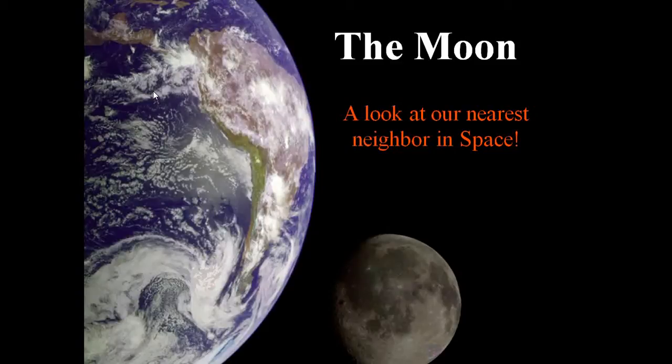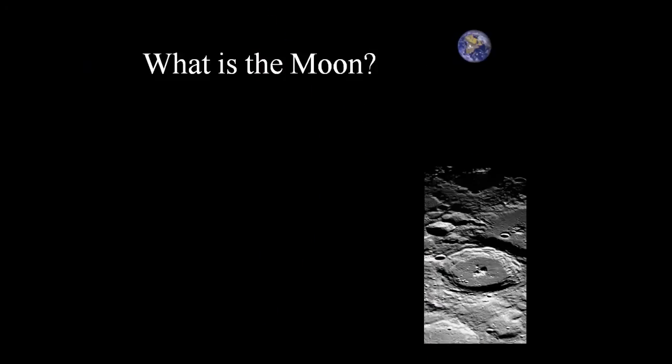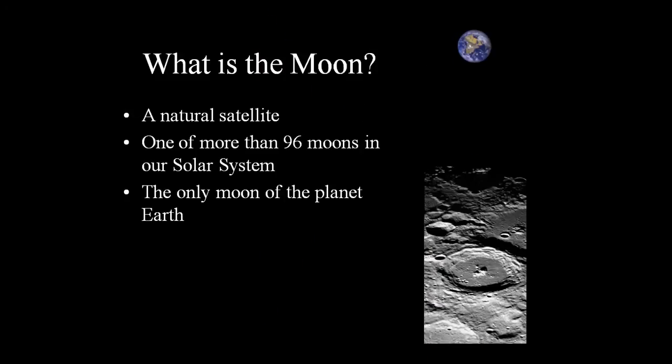Hey guys, today we're going to take a look at our nearest neighbor in space, the moon. So let's get started. What is the moon? Well, the moon is composed of rock and it is considered a natural satellite of the Earth. It is actually one of more than 96 moons in our solar system, but it is the only moon for our planet Earth.